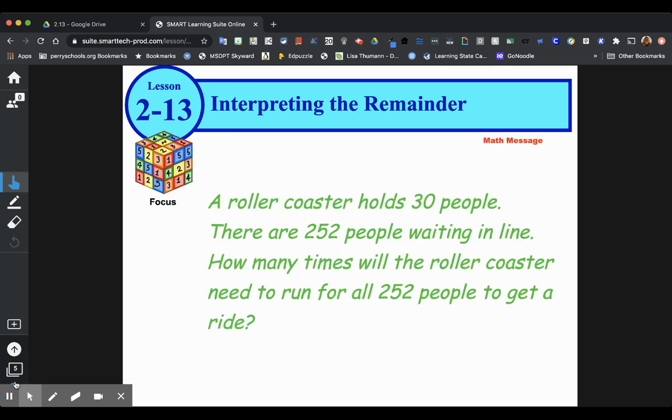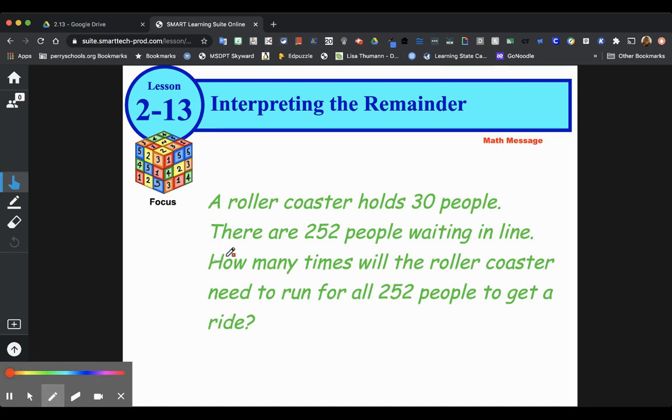Let's warm up with this math story problem, and it is involving division. So we will be using partial quotient to solve this. A roller coaster holds 30 people. There are 252 people waiting in line. How many times will the roller coaster need to run for all 252 people to get a ride?